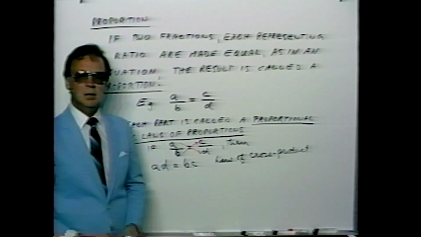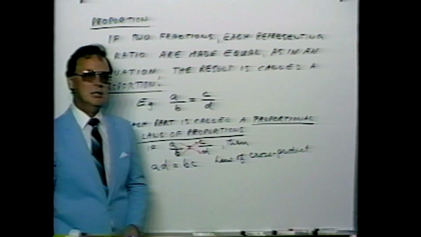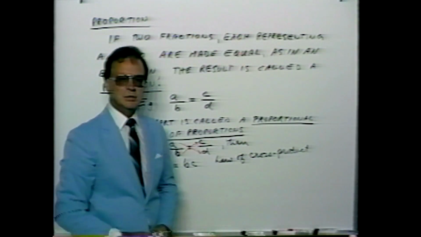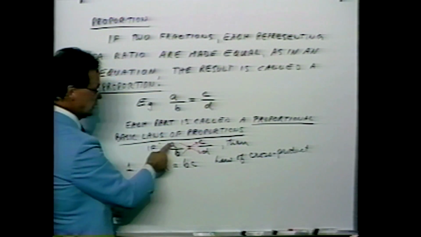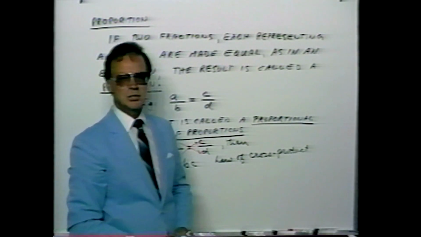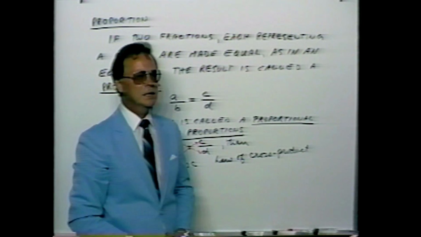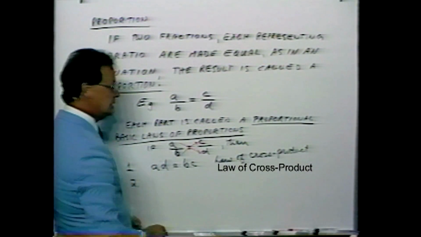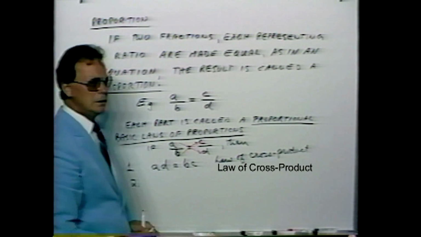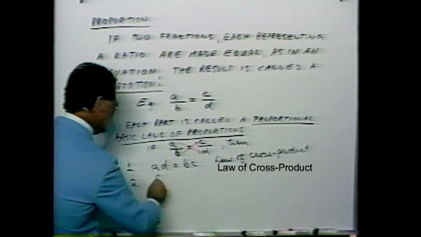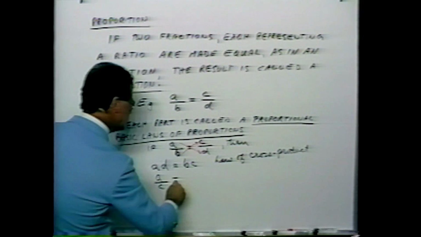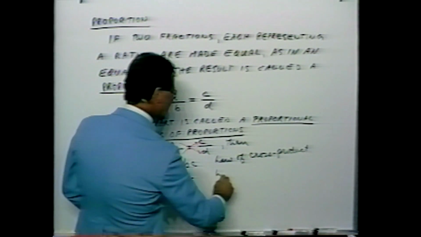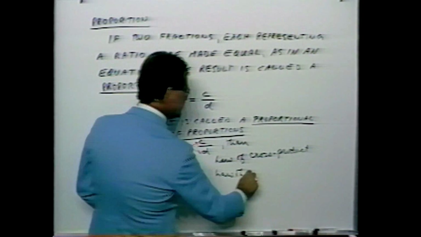Or cross multiplication. So cross multiplication is a term that only applies when you have equations consisting of only 2 fractions, one on each side of an equal sign. Again, number 2, if we start with A over B is equal to C over D, it is also true that A over C is equal to B over D. And this is called the law of alternation.